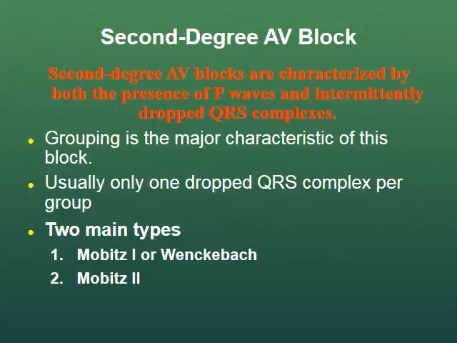Second degree AV blocks. These are characterized by both the presence of P waves and intermittently dropped QRS complexes. What that means is we're going to have P waves that don't have a QRS complex attached to them. So grouping is the major characteristic of the block. Usually you're going to have one dropped QRS complex per group. And you have two main subtypes of second degree: Mobitz 1 and Mobitz 2, or type 1 and type 2.